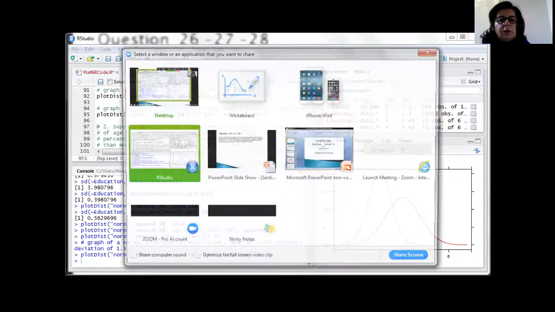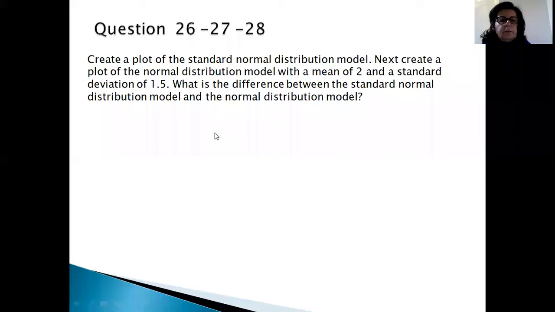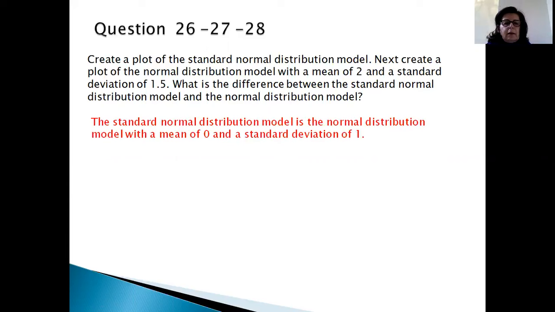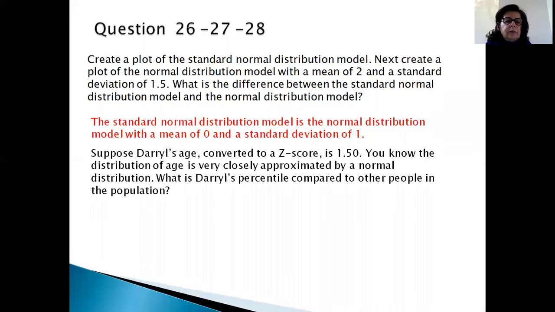Let's go to our question. What is the difference between the standard normal distribution model and the normal distribution model? The standard normal distribution model does not change, but the normal distribution model shifts based on its mean, and the variability changes based on the standard deviation provided. The standard normal distribution model is a normal distribution model with a mean of 0 and a standard deviation of 1. You know this by heart right now.